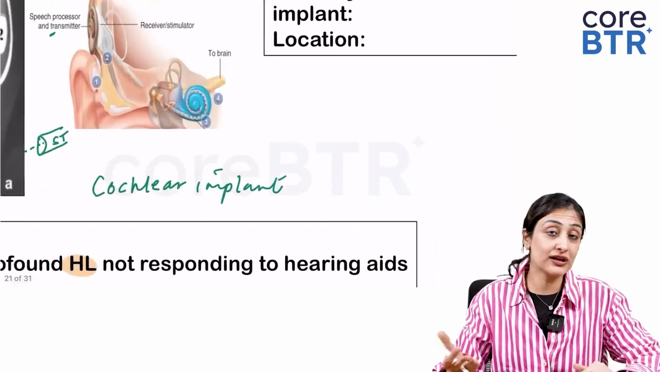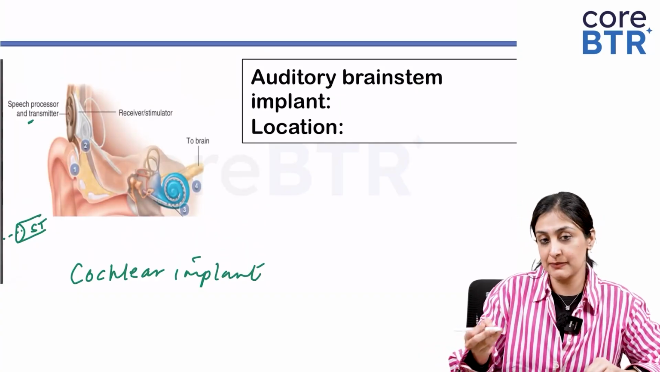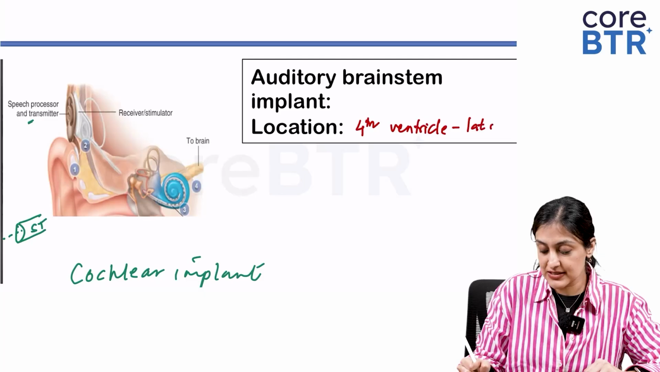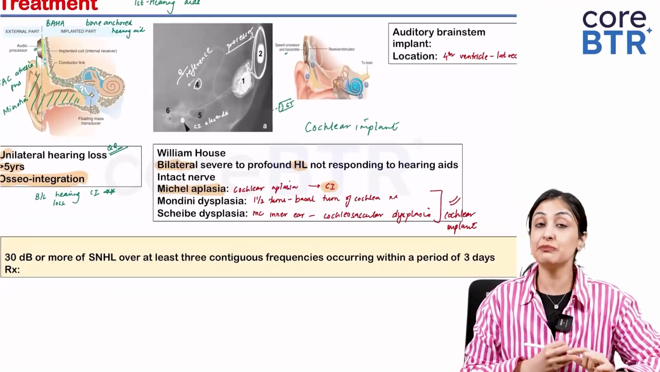If one does not have the nerve, what to do? Now I'll have to put the auditory brainstem implant. This is put in the fourth ventricle lateral recess, where it can directly stimulate the nuclei, the brainstem. Okay, so this is auditory brainstem implant.